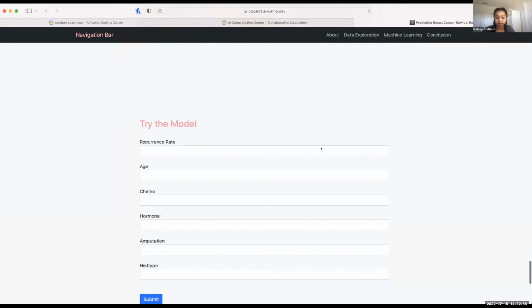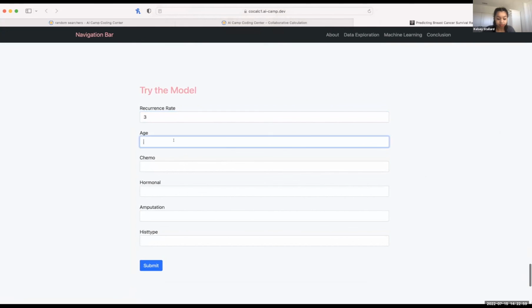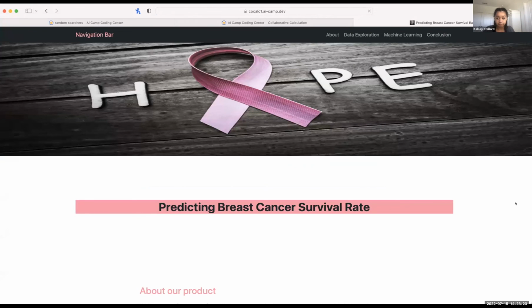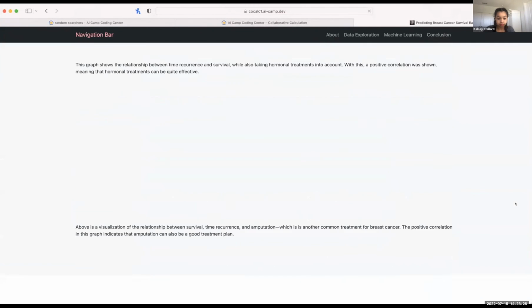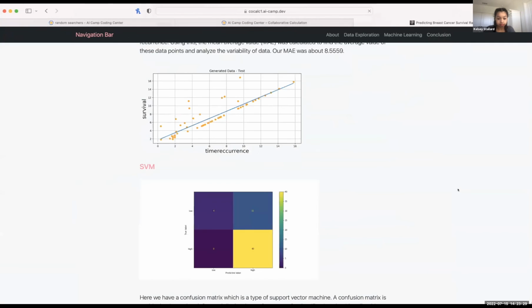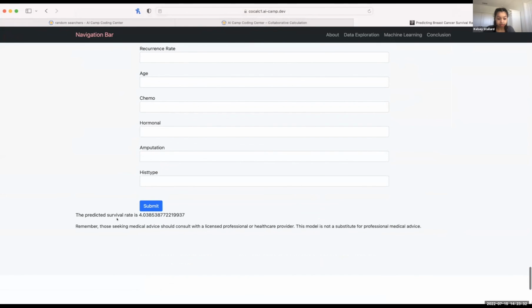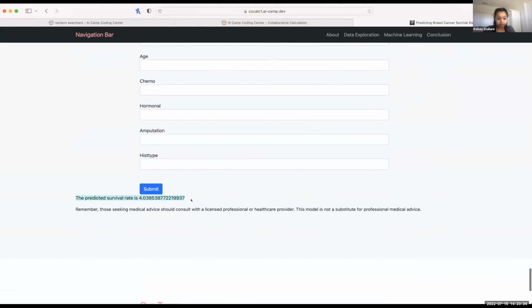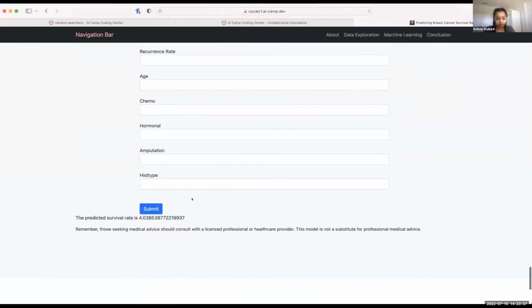All right, so here's the model. I'm just going to fill it out with some variables. The ones and zeros mean whether or not they got the treatment. One being yes, they do use this treatment, and zero being that they have not received that treatment. And so for this one, the predicted survival rate was 4%, which is actually quite low.